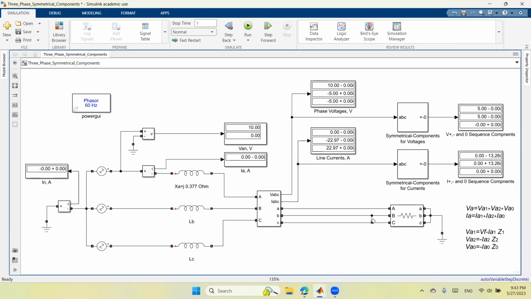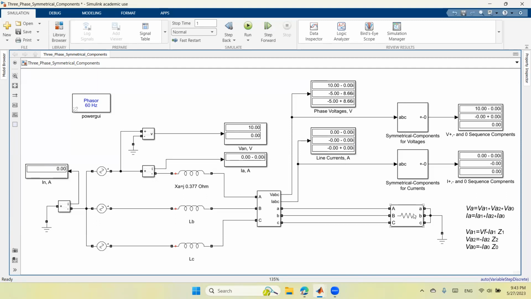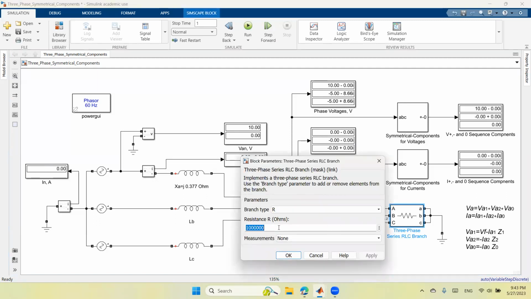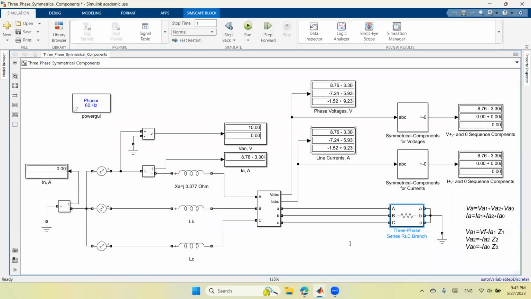If now I delete this component and run the circuit, we are back to the asymmetrical mode, open circuit. If I choose this value to be 1 ohm and apply, we will see the normal operating conditions. And in normal operating conditions, we have neither negative nor zero sequence components.